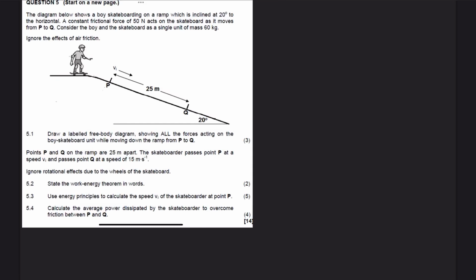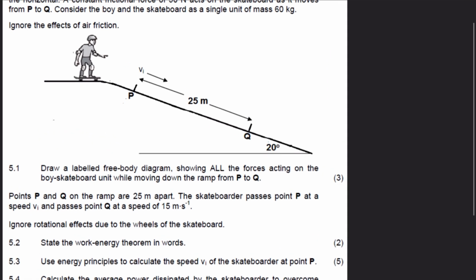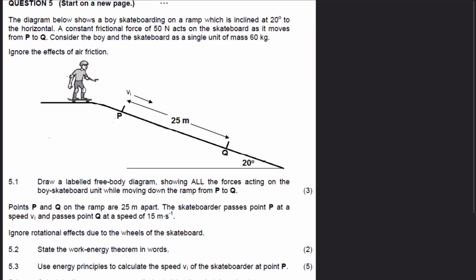In this video, we're going to be continuing with the topic of work, energy, and power. Let's take a look at this question. The diagram below shows a boy skateboarding on a ramp which is inclined at 20 degrees to the horizontal. A constant frictional force of 50 newtons acts on the skateboard as it moves from P to Q. Consider the boy and the skateboard as a single unit of mass 60 kilograms. Ignore the effects of air friction.